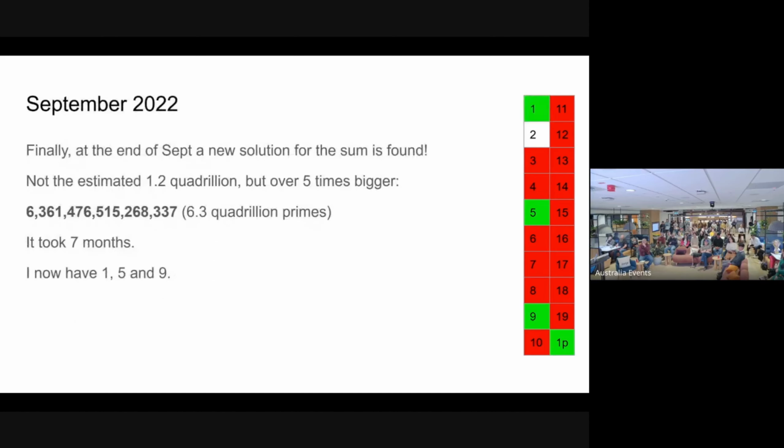So in September 2022, finally at the end of September, I find a new solution. Not what I'd estimated, about 1.2 quadrillion, but 5 times bigger. A 6.3 quadrillion prime number. It took 7 months of running my GPU 24 hours a day, 7 days a week, all the time. So now I've got 1, 5, and 9, and the different one dividing by the prime. But I'm not competing with Bruce on that one.